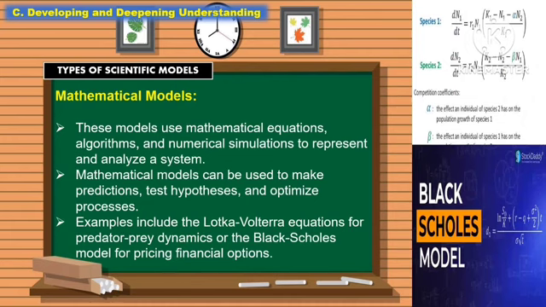Another type of scientific model is the mathematical model. So these models use mathematical equations, algorithms, and numerical simulations to represent and analyze a system. Mathematical models can be used to make predictions, test hypotheses, and optimize processes. Examples include the Lotka-Volterra equations for predator-prey dynamics or the Black-Scholes model for pricing financial options.